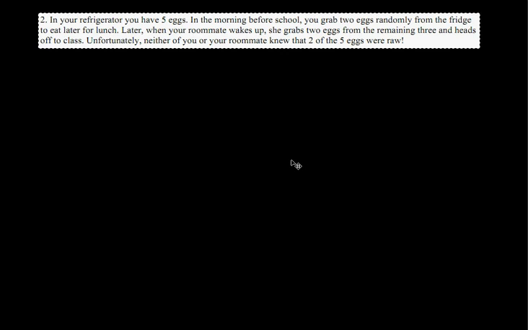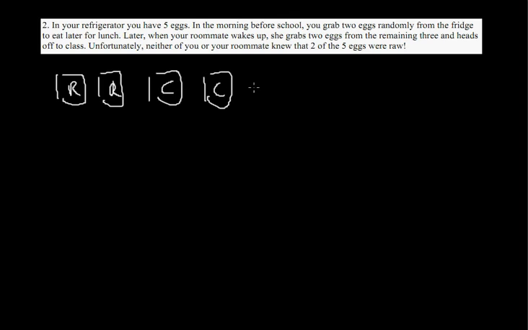I received a lot of questions about number 2 on the 2010 midterm, so we're going to work that one out in this video. So you have 5 eggs, and 2 of them are raw, and 3 of them are cooked. So now you go ahead and you pick 2 eggs, right?